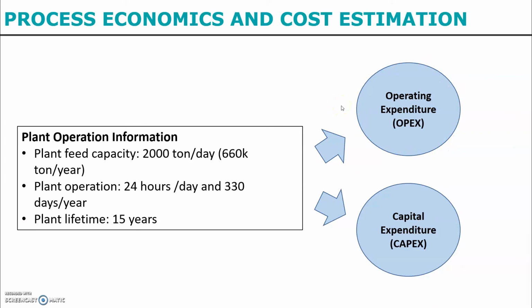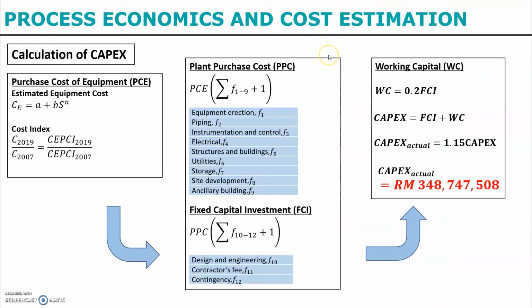The plant is assumed to have a 15-year lifetime. Starting off with the CAPEX, we get our purchase cost of equipment, with the formula obtained from CNOT 2019, and the values of the constants are obtained from there as well. Then we calculate our PPC, which is compounded from the purchase cost of equipment and those Lang factors. From the PPC, we get our FCI by multiplying by all these Lang factors.